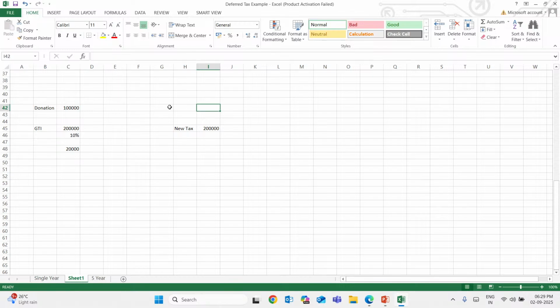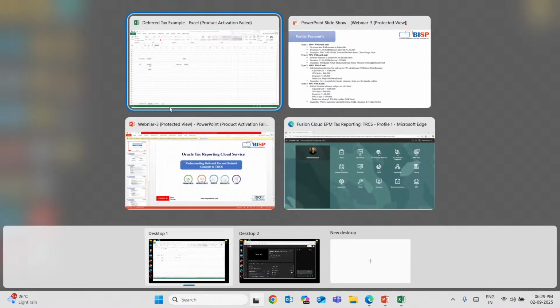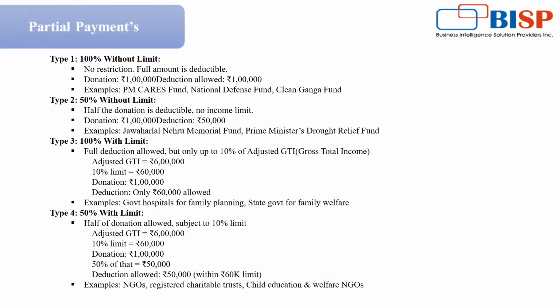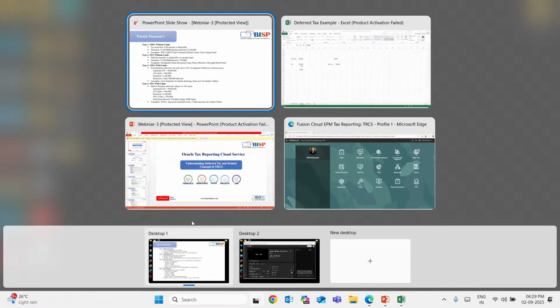The rest 80,000 is actually, that means the rest for 80,000 is allowed, what you can say here. Here I have taken the example of government hospital for family planning. You can share that the adjusted GTI is 6 lakhs, but the limit was 10%, that means 60,000. So the donation was 1 lakh, so only 60,000 was allowed. So under this we are gonna go half.